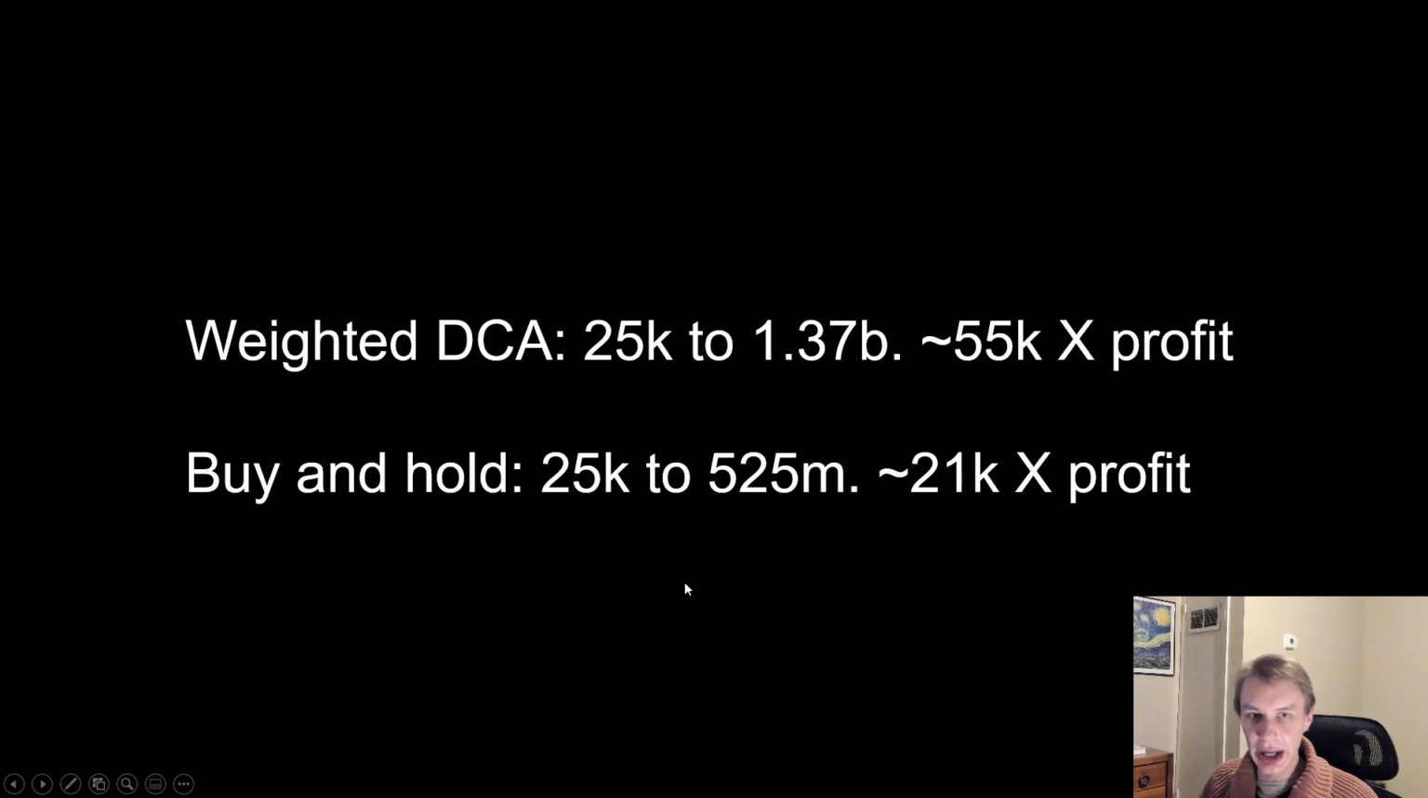So just to show this again, this is the kind of overall profit that would have happened. The weighted DCA based on the UDPI level, based on our risk indicator: $25,000 to $1.37 billion in a little over 10 years, end of 2011. 55,000x profit. The buy and hold strategy, giving them the benefit of the doubt with the best possible cost basis at the beginning of the simulation, would have only achieved a 22,000x profit. Still nothing to sneeze at, but still not the same.